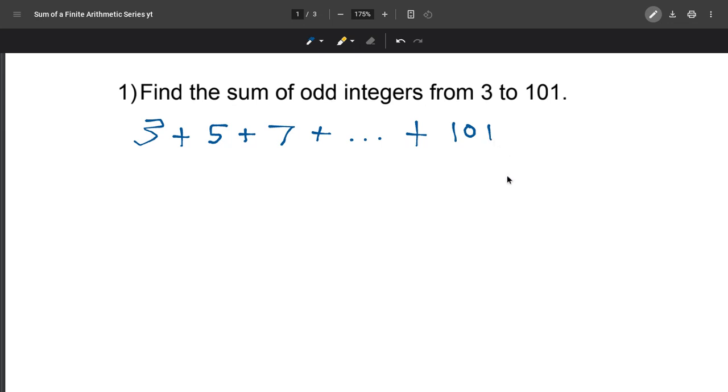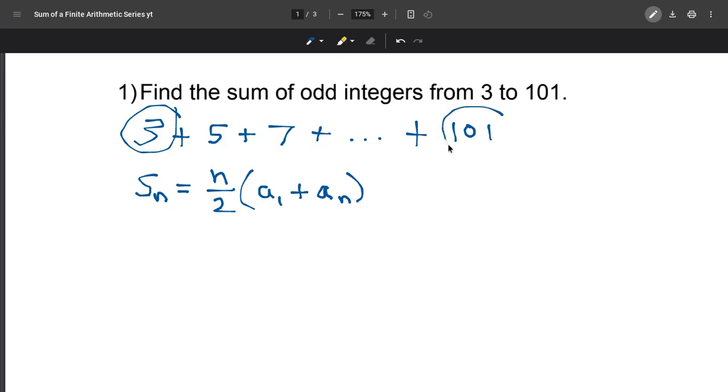All right, so we have to figure out how many terms we have here, because our general formula we're going to use is the sum of n terms equals the number of terms divided by 2 times the first term plus the last term. Okay, so we know the first term, that's 3. We know the last term, that's 101. So we've got these two covered. We just need to figure out the number of terms.